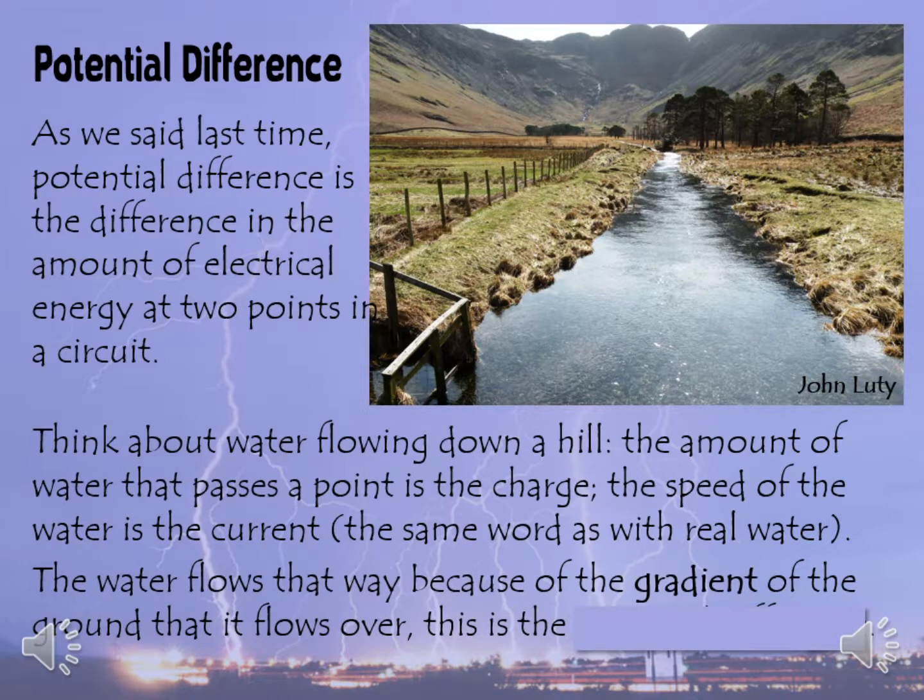So it's going from a higher point, a point of higher gravitational potential energy, to a lower point where there is less gravitational potential energy. So in a circuit, you just substitute gravitational potential with electrical potential. And that is the analogy of potential difference. It's electrical energy flowing down a hill, down a gradient. So this is the potential difference.